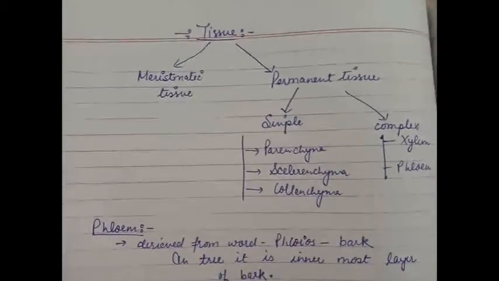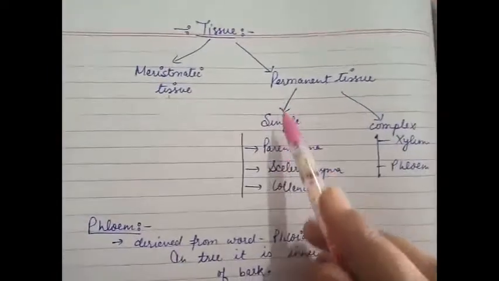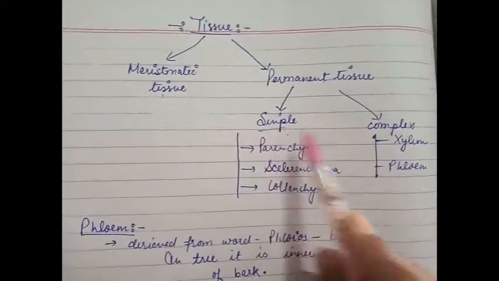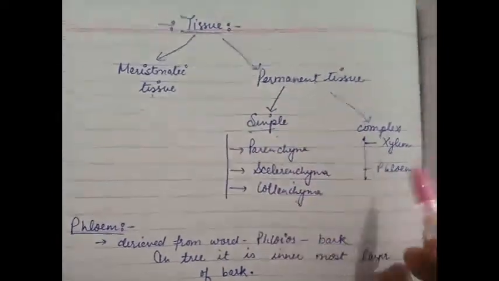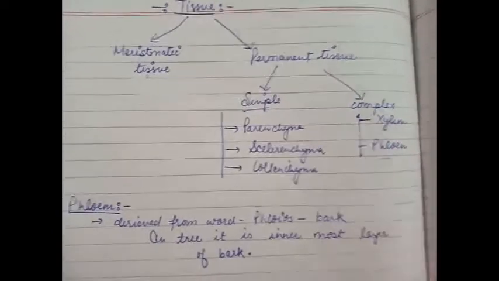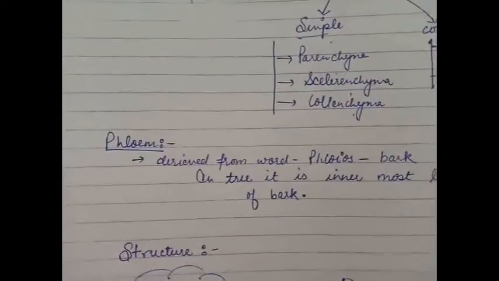Now the first thing is that tissue, you know, is meristematic and permanent. In permanent we have simple and complex. In simple we have parenchyma, sclerenchyma, collenchyma, and in complex we have xylem and phloem. Now we will see the derivation of the word phloem.